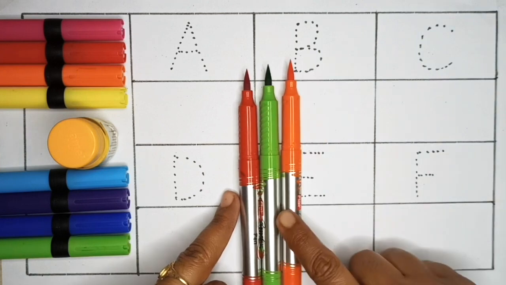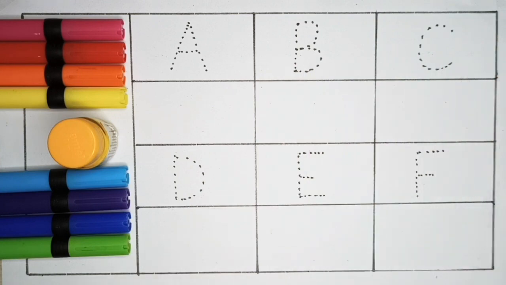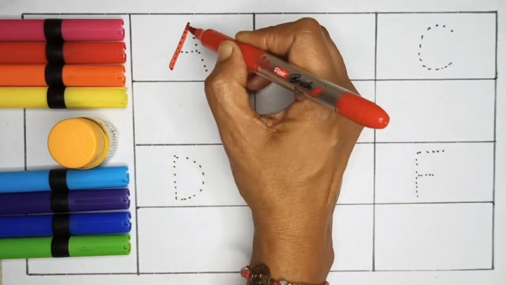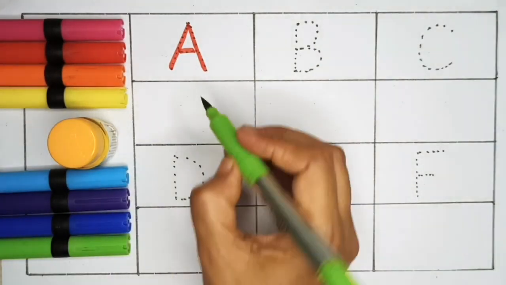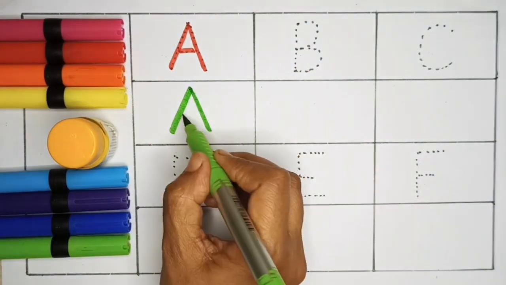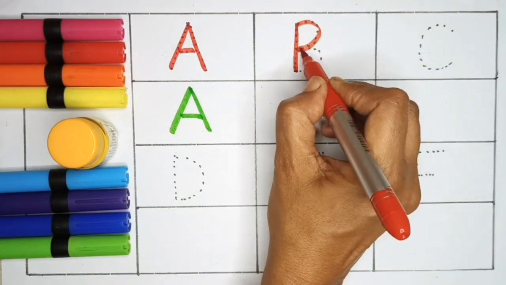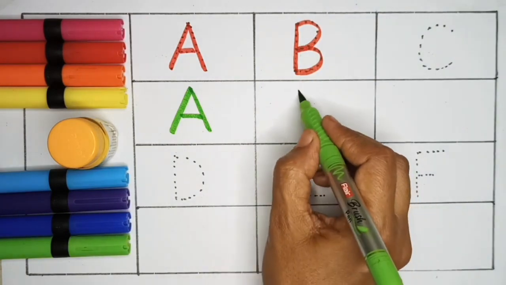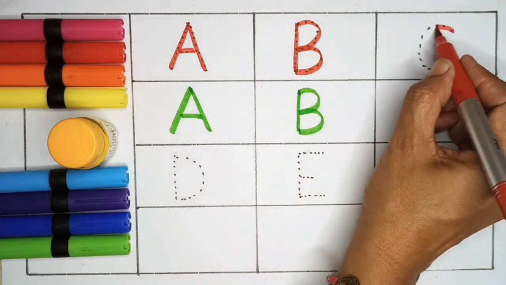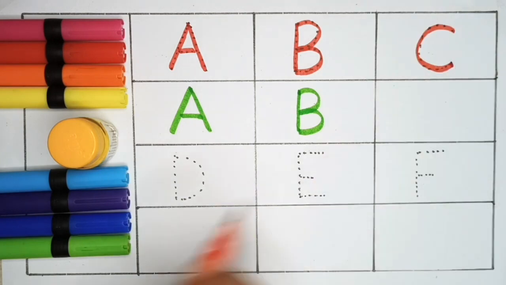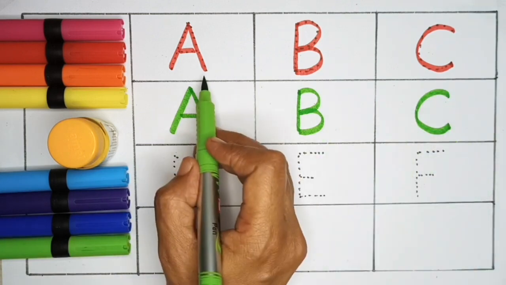Blue color. Orange color, green color, red color. A, A for apple. B, B for ball. C, C for cat. A, B, C.